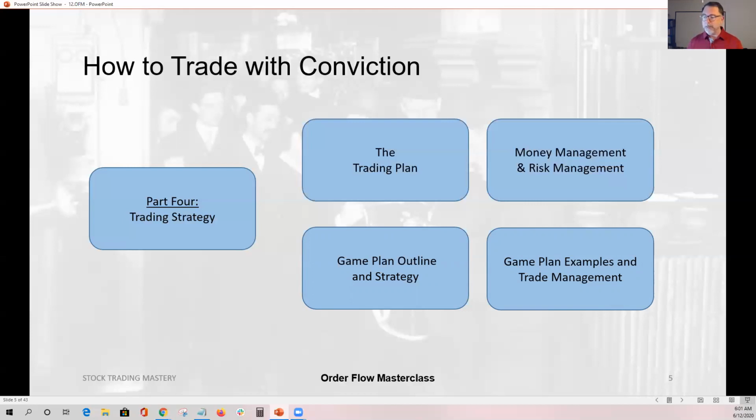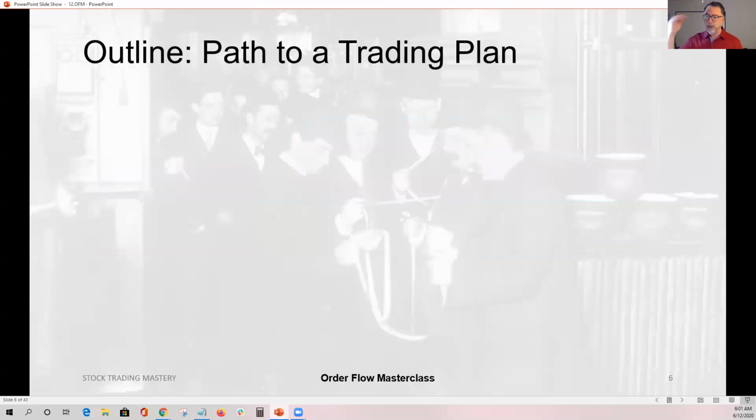So that last part is going to be saved for the other side, right? All right, so an outline, a path to a trading plan, and the trading plan, remember, ultimately becomes your game plan. So what I'm about to show you are the ideas that start out as your trading plan. This all goes into your trading plan, and this is a key point.